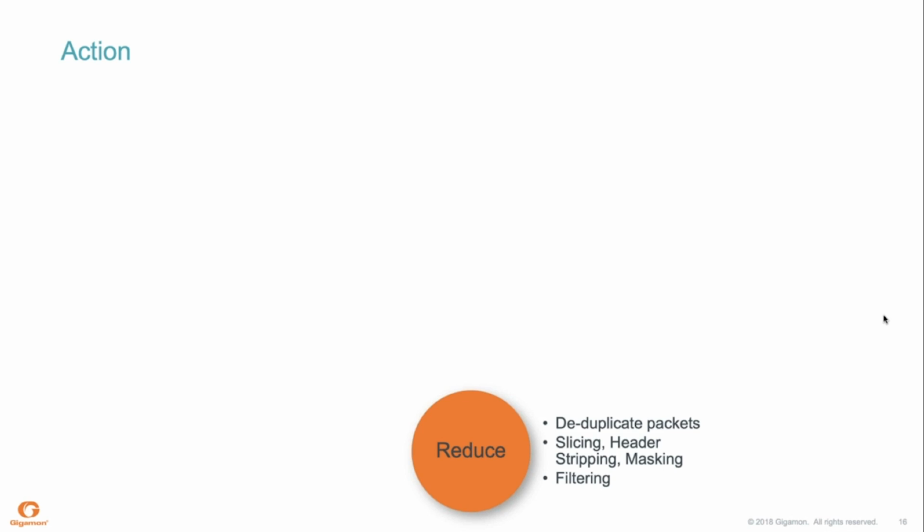Slicing and header stripping are basically for when you may need just the packet header information. In other cases, you might need the payload information, so we have that as well. Masking basically allows our customers to mask parts of a packet, parts of the traffic going through. It's very applicable especially for our healthcare customers that may have HIPAA information, or PCI for credit card information for other customers as well. So we have the ability to mask the data.